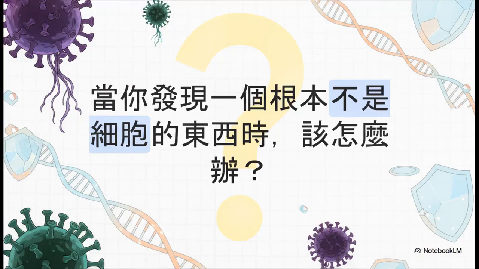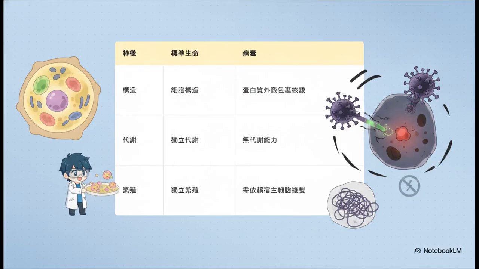Just when you think biology is perfectly neat, orderly, and fits perfectly into our little boxes, nature throws a massive, controversial curveball. Seriously, what happens when you find something that isn't a cell at all? Enter the virus. It is basically the biological zombie that completely shatters the neat little five-kingdom rules we just spent all this time building. When you compare them to standard life, viruses are bizarre, like really bizarre.